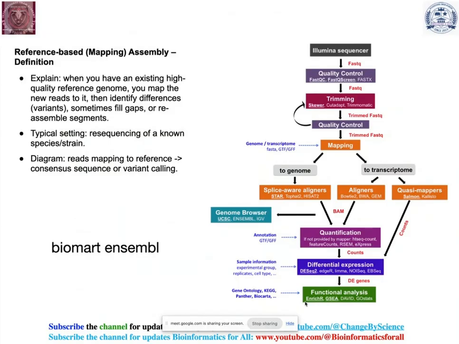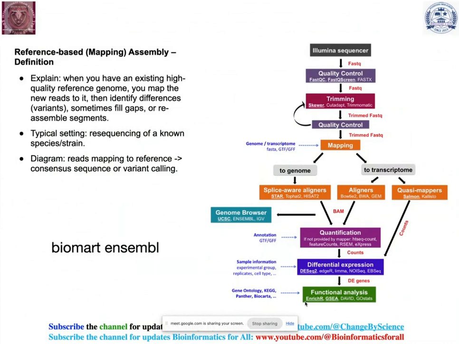But if you are working on whole genome sequencing or whole exome sequencing or ATAC-seq or ChIP-seq data, then you have slightly different steps further. That's the overall thing that you need to understand.